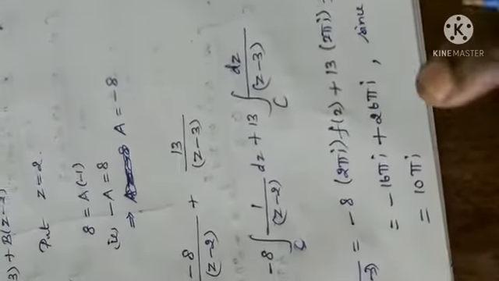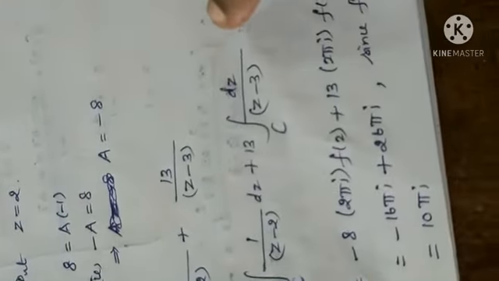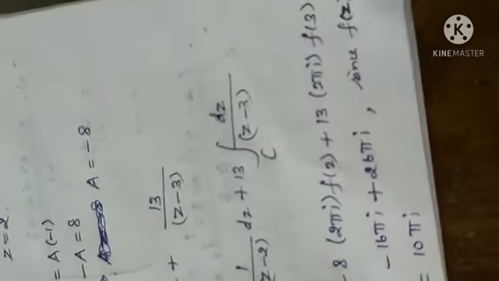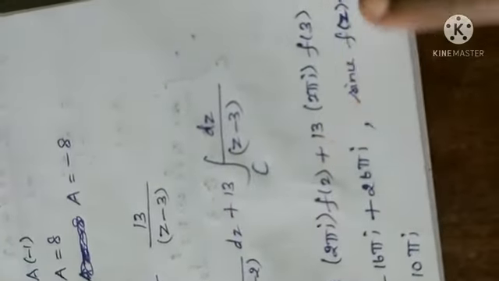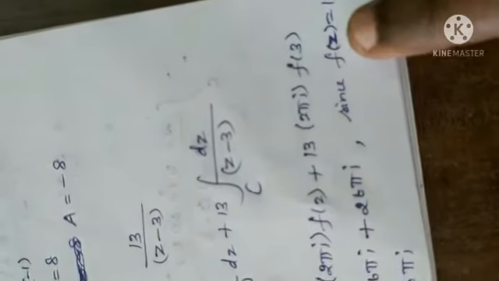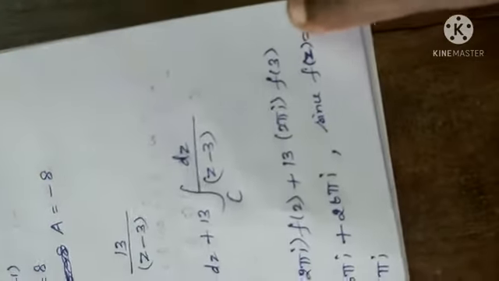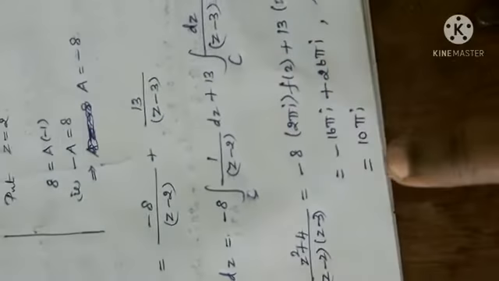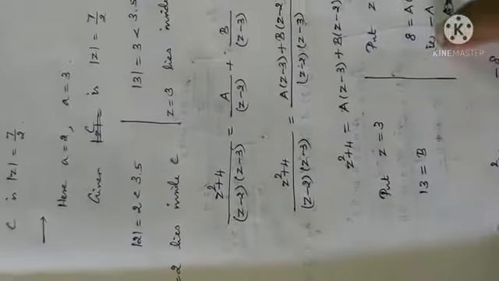Hence the value becomes 2 pi i into f of a plus 2 pi i into f of b. When you see f of z in the numerator, which is 1, here also f of z is 1. If f of z is 1, f of 2 is also 1, f of 3 is also 1. Whatever z takes, the answer is going to be 1, because there is no z to substitute in the right hand side. Hence the answer is 10 pi i. You can follow any method which is easy.